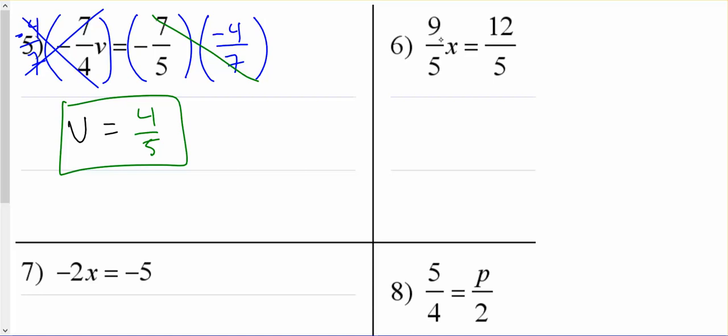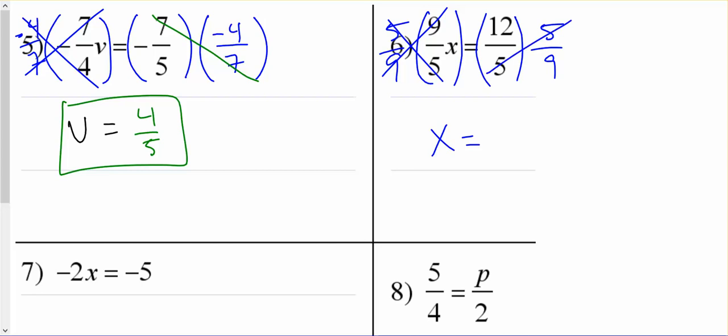My left side will simplify out. It must. That's why we're doing it. So we get x by itself. My right side, my 5s will simplify, and we're left with 12 over 9. Now, we can simplify that further. What goes into both 12 and 9? 3 does, right? 3 goes into 9 3 times, and 3 goes into 12 4 times. So x equals 4/3.